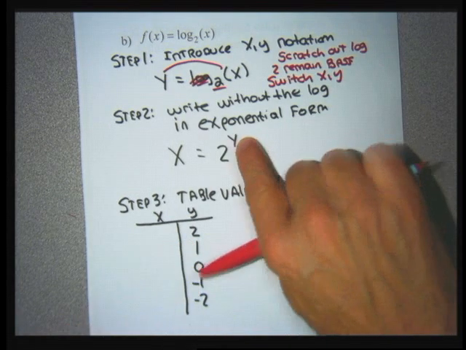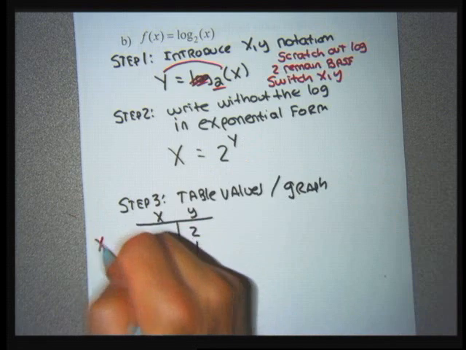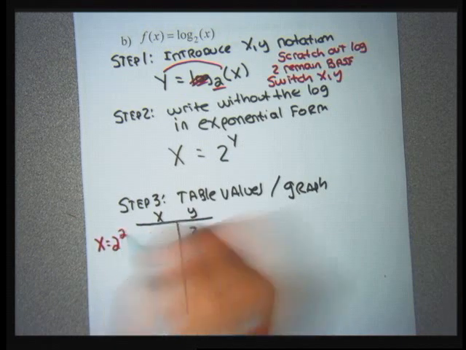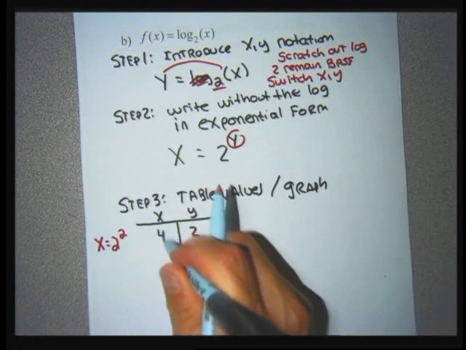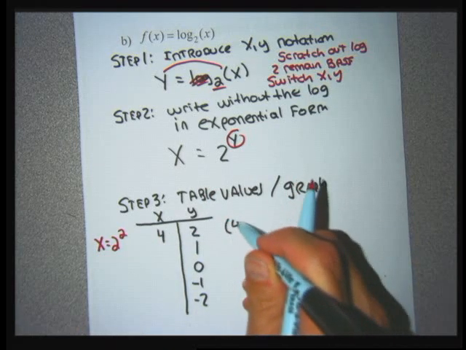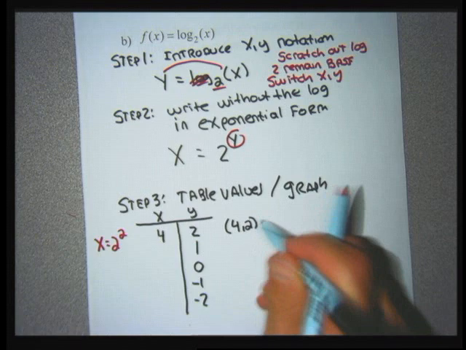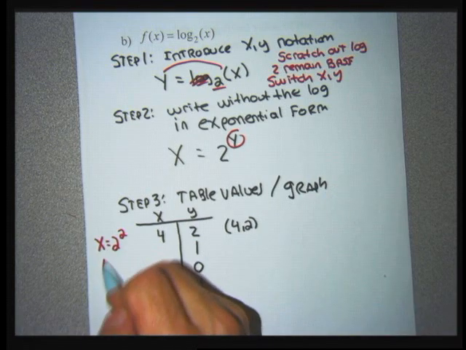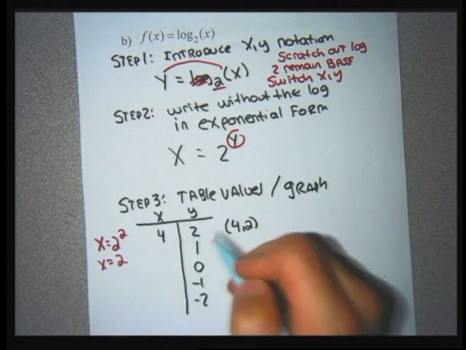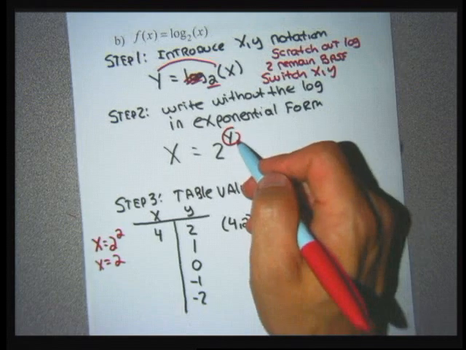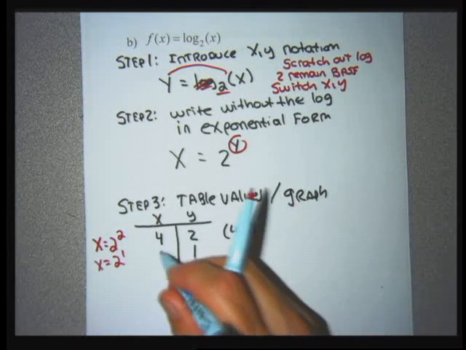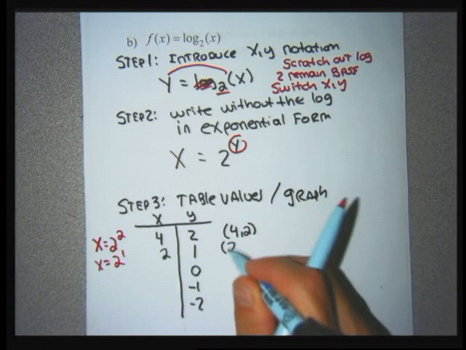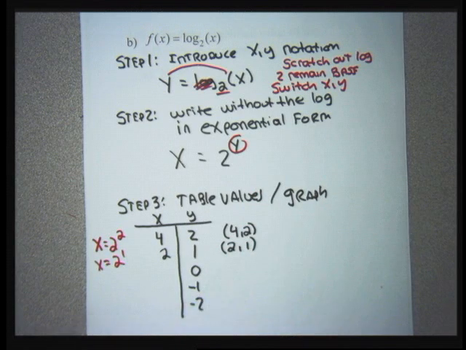So for the first x, I'm going to go x equals 2 squared, just changing that y to 2, and that will give me 4. And that will translate to the point (4, 2). And then I'll go x equals 2, and I'll change this y to that 1 and get 2 to the first power, and anything to the first power is itself. So that's going to lead me to the point (2, 1). And then I'll continue that.